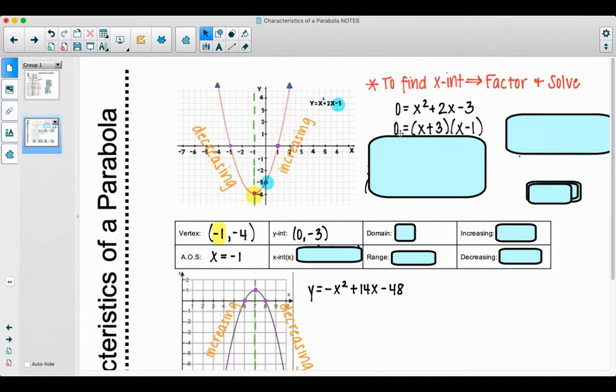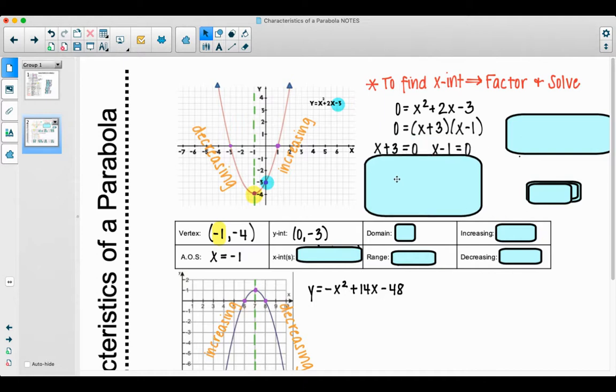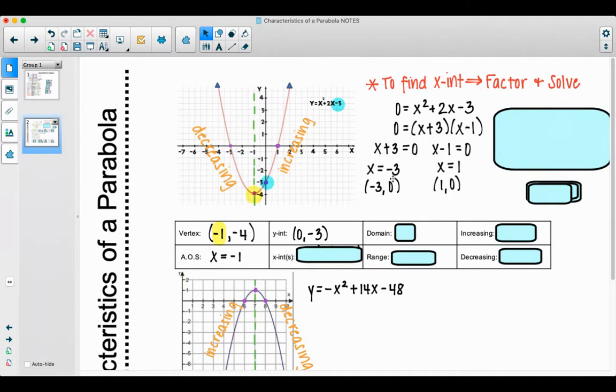Since I'm solving with that equal sign, I set each factor equal to 0, and I solve. So I'm getting the two answers of -3 and +1, which we can write as ordered pairs. The two ordered pairs that we see are -3, 0 and 1, 0, which is what we have as our two x-intercepts.